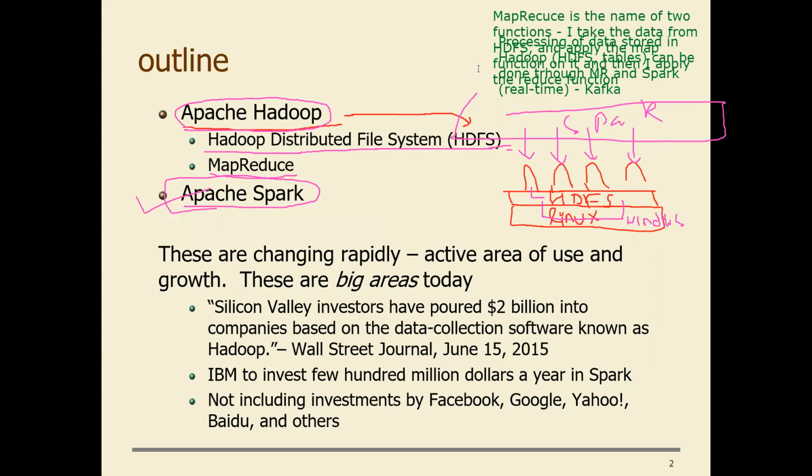These are changing rapidly because new versions of Hadoop and Spark come out after just a few months. So it's an active area of use. They are big areas. Silicon Valley investors have poured $2 billion into companies which are using Hadoop, so the trend is still prevalent. The Hadoop market is growing by a large amount. IBM is to invest a few $100 million a year in Spark, not including investment by Facebook, Google, Yahoo, Baidu and others.